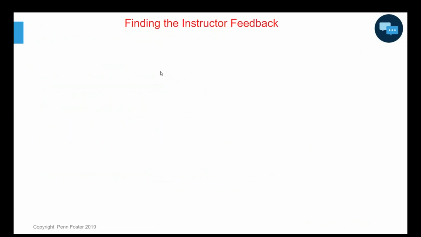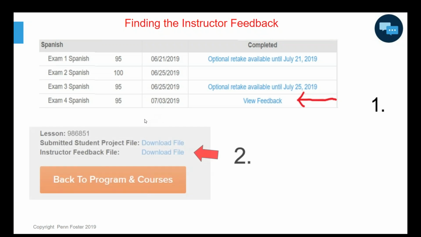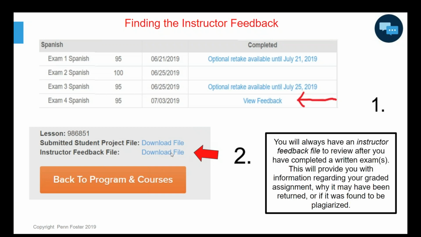To find the instructor feedback file, what you want to do is go to the course in question on your grades page, and you'll see the words view feedback. When you click on view feedback, you'll see the second box, and you can download either your submitted project for grading or the instructor feedback. So take a look at the instructor feedback whenever possible, as I mentioned, very important information regarding your graded or ungraded exam.